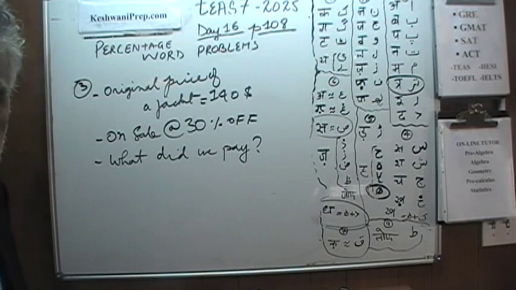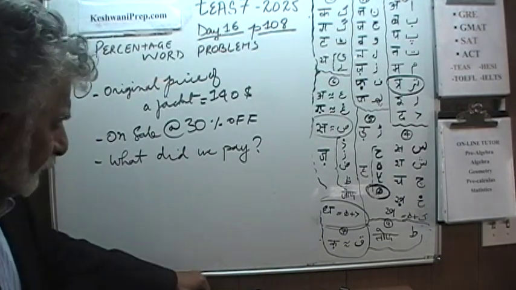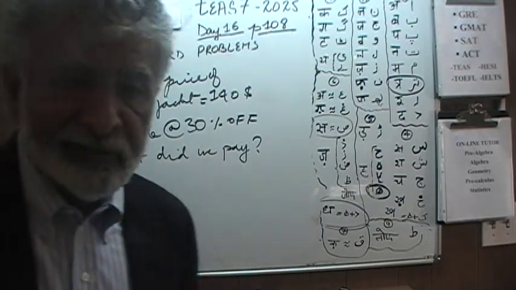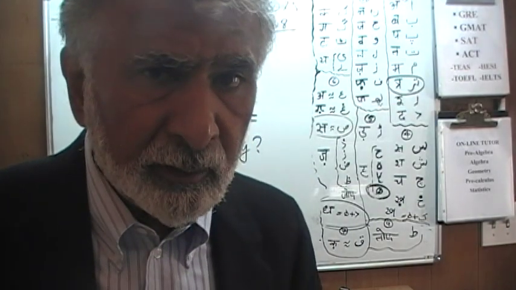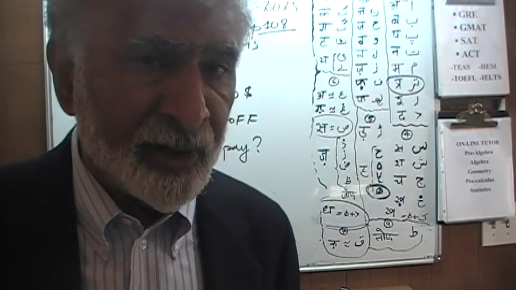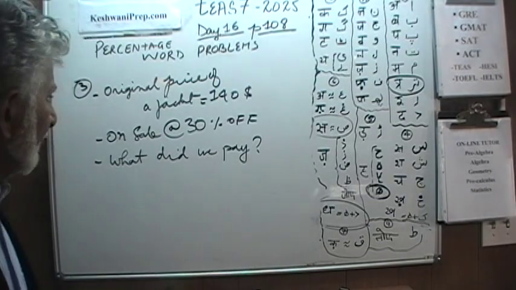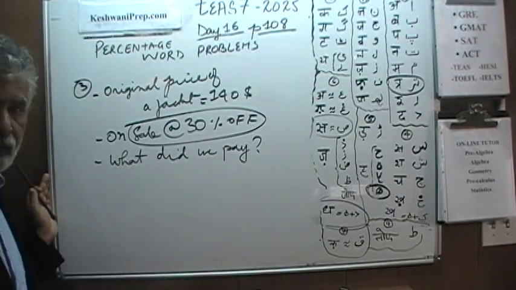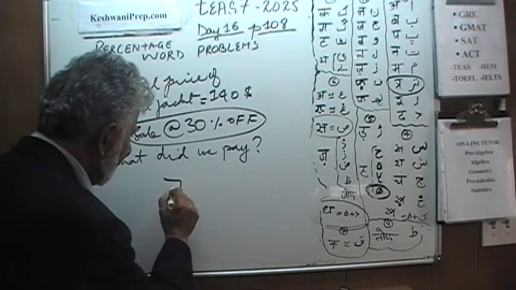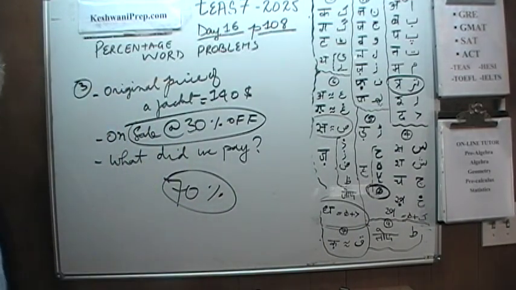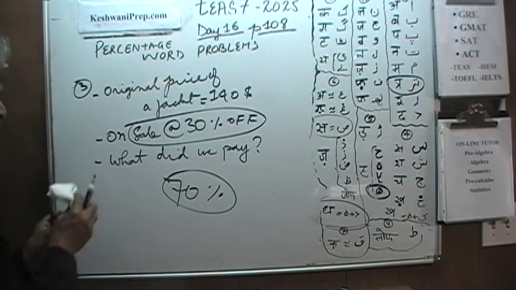Well, let's see what we can do, shall we? First thing we have to understand is that we don't have to do it in two steps. We don't have to figure out 30% of 140 and then subtract that amount from 140. We could if we wanted to, it would not be wrong, but that extra step is not necessary. If we are buying it when it is on sale at 30% off, which means we are only going to pay 70%. In other words, we simply have to figure out 70% of 140. Let's see how we can do it.